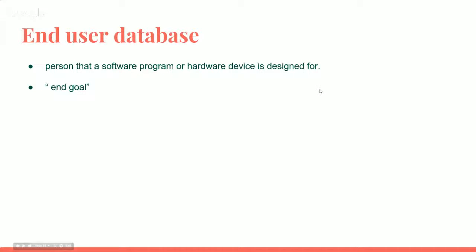Finally, I find the end user database. There is a variety of data available at the workstation of all the end users of any organization. The end user is the person that a software program or hardware device is designed for. This is the end goal of the end user database, and therefore I think databases really help us a lot. They have many types, and they can help us transfer, save, and protect information.